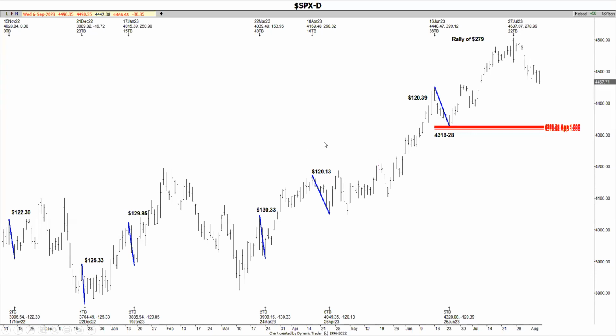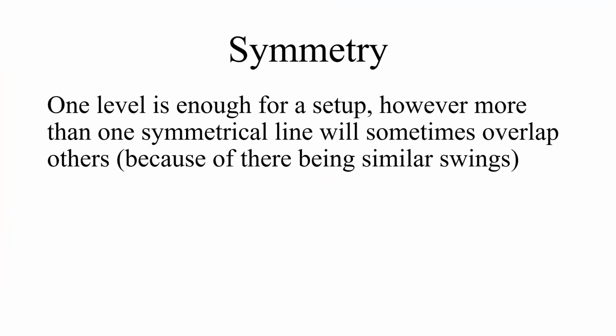But I would assume that most of you already have your way of looking at these trades and using different indicators. So like I said, this is another good way for you to have confirmation of the trade that you are doing. With Symmetry, one level is enough for a setup.